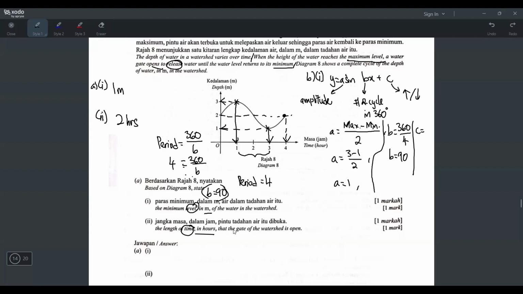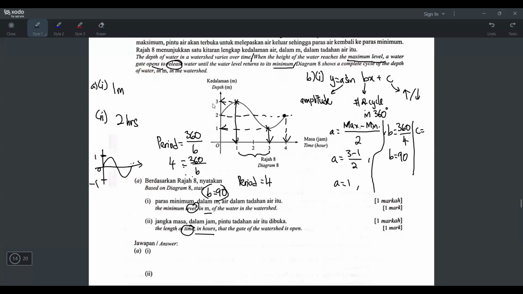Your amplitude is 1. A normal sine graph will start from 0, go up and then go down. This is how a normal sine graph looks like. The maximum and minimum value depend on your amplitude. For example, if your amplitude is 2, then it will be 2 and -2. If it's 3, then it's 3 and -3. But if it's 1, then it should be 1 and -1, right? So for this case, the A is 1, so it should be 1 and -1.